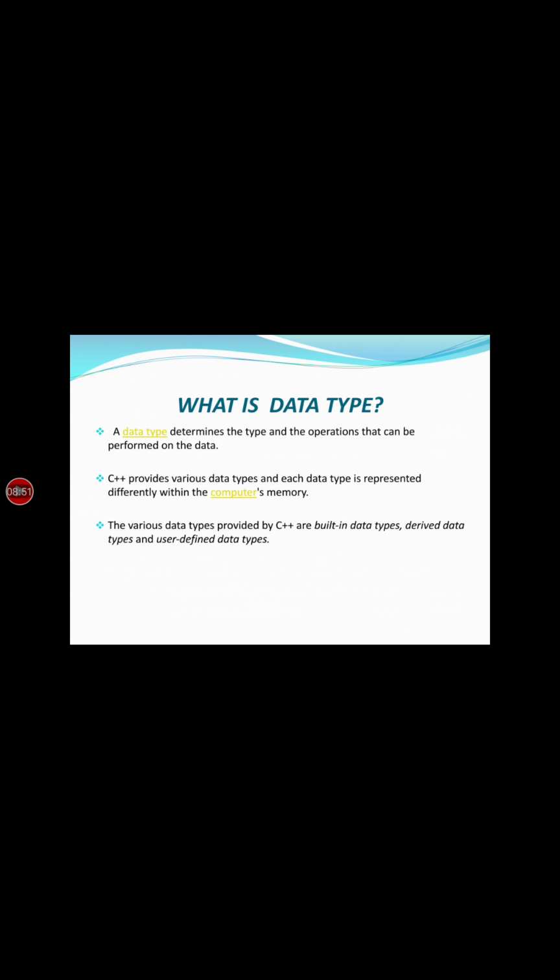Next topic is, what is data type? A data type determines the type and the operations that can be performed on the data. Next point, C++ provides various data types and each data type is represented differently within the computer's memory. Next point, the various data types provided by C++ are built-in data types, derived data types and user-defined data types.